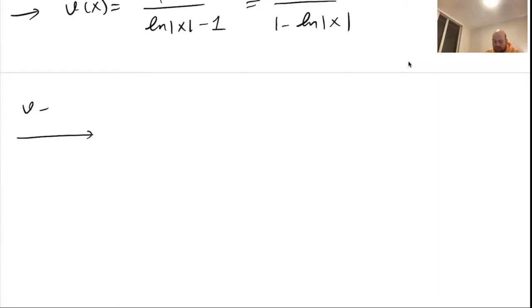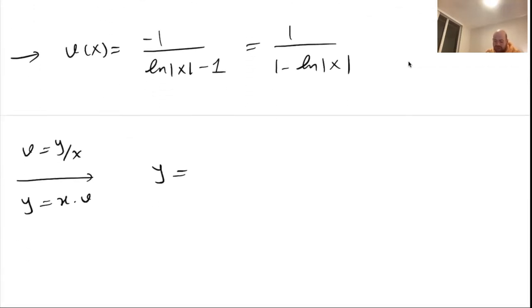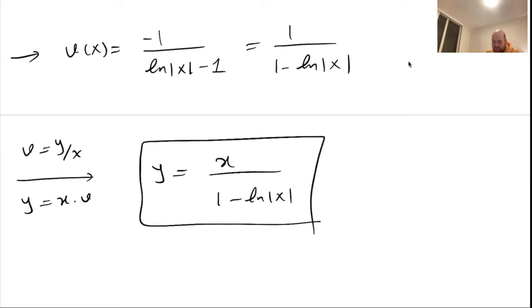And we know that v is y over x, so that means y is equal to x times v. So y will be equal to this function here times x. So it's going to be x over 1 minus ln absolute value x. So this is our final answer. Our final answer is x over 1 minus ln absolute value x. This is the solution for our initial value problem.